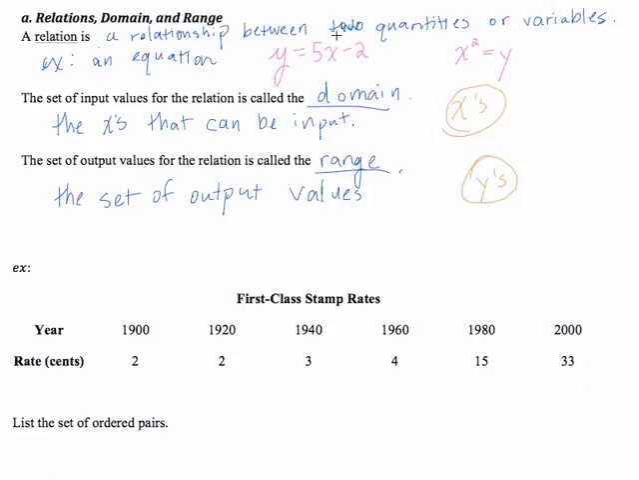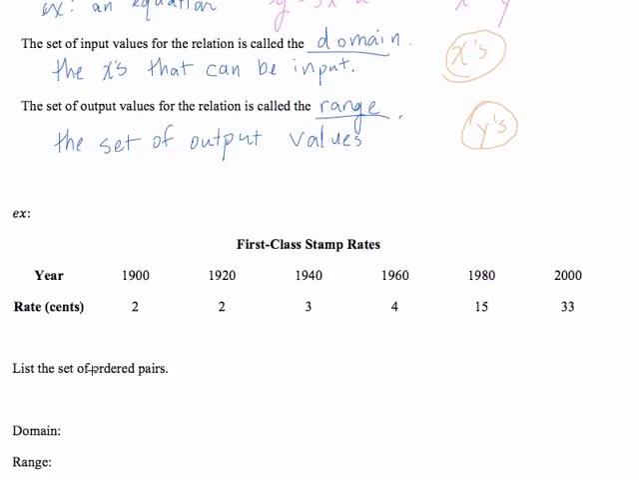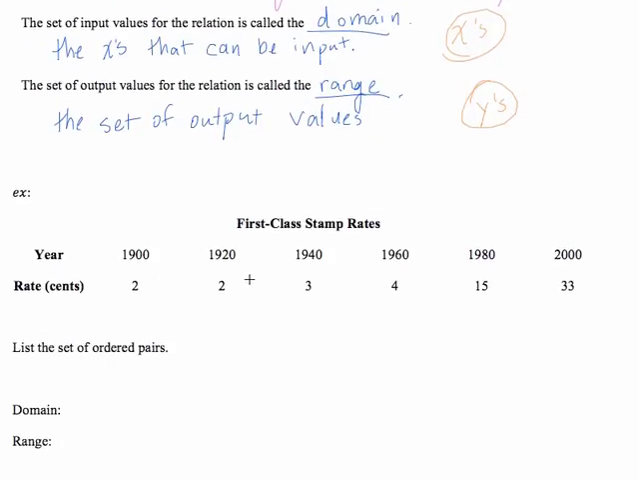So for example, this is a simple relation. There's no equation here, but it is a relation between two quantities, year and the price or rate of a first-class stamp. So in the year 1900, the price of a stamp was 2 cents, and in 1920 it was still 2 cents. In 1940 it cost 3 cents, and then it goes up in 1960 to 4 cents, 1980 15 cents, and then 2000 is 33 cents. And now I've quite frankly lost track of what it is.